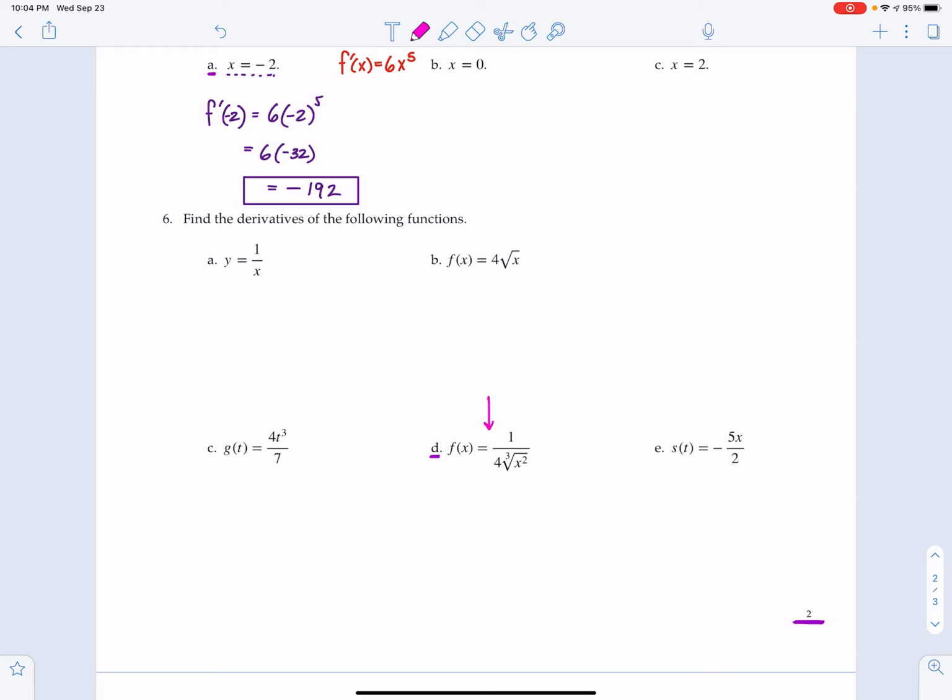Go ahead and pause the video and try that one. Even if you're totally way off, it's still good to try it without me walking through every single step. So go ahead, pause the video.